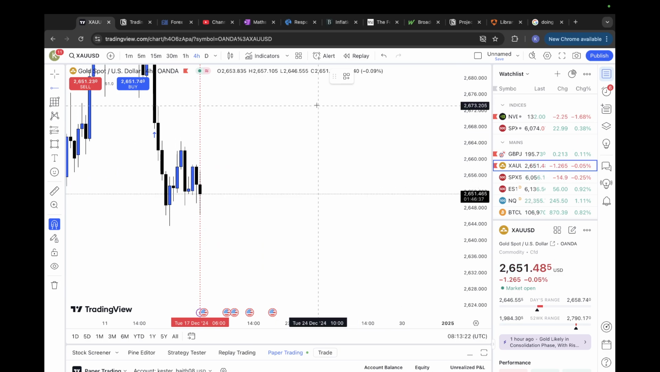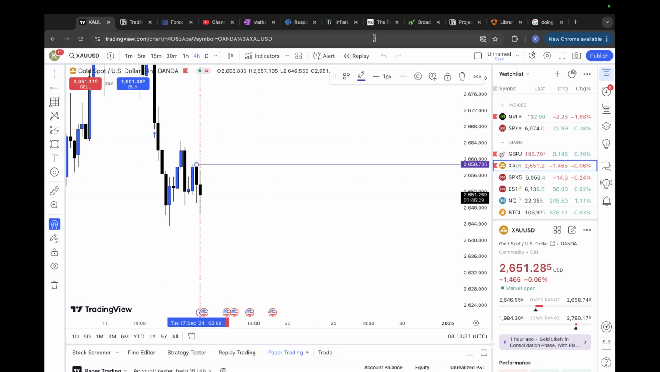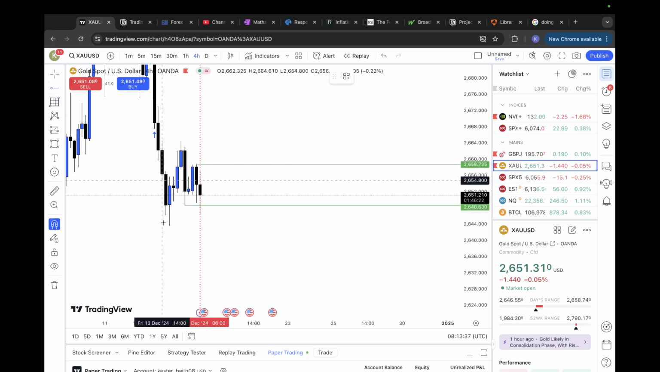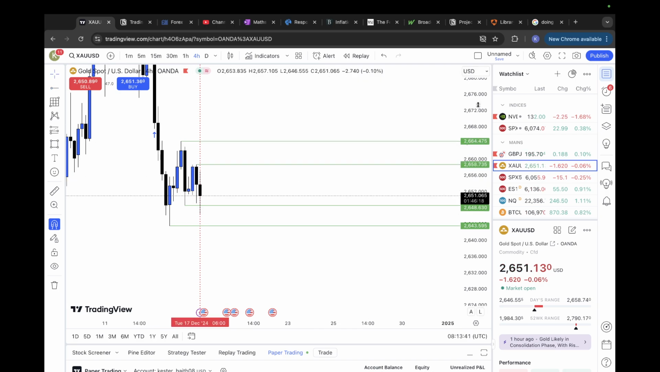I thought I'd do some live market analysis. Market opens on gold and dollar to the yen 13 minutes ago, so I'm just putting my levels on now and trying to get a bit of a bias for today. I thought it'd be helpful if I went through that to help you guys out. Gold is choppy.